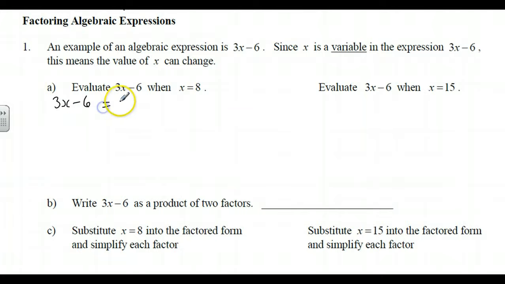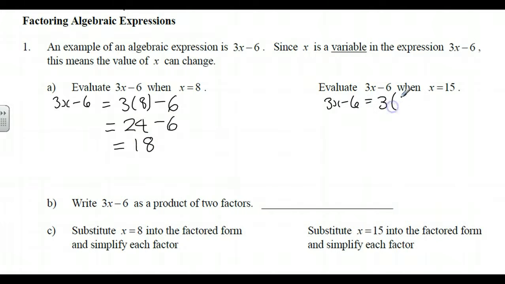3x minus 6 will be 3. We're going to replace the x with an 8, minus 6, which is 24 minus 6, which is 18. How about when x is 15? So 3x minus 6 is equal to 3 times 15 minus 6, which is 45 minus 6, or 39.